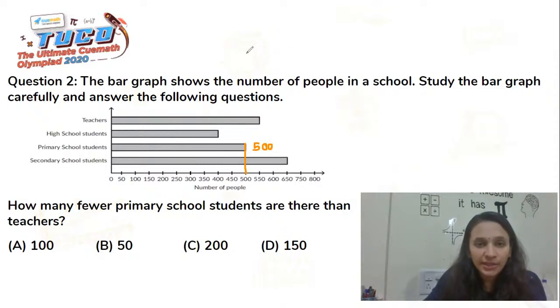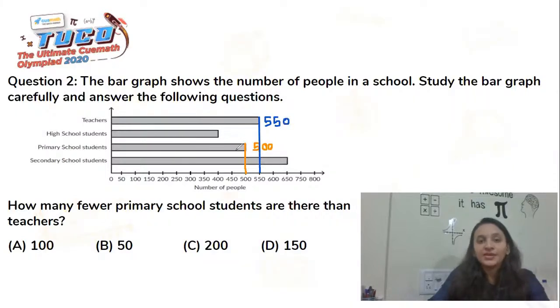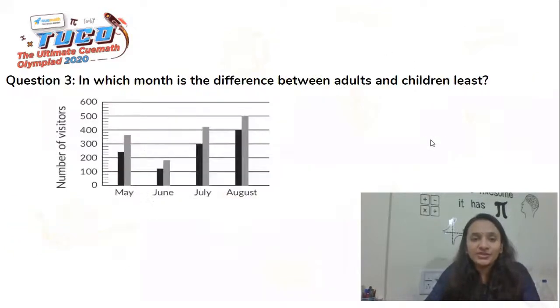I'll just take a straight line instead. Now you drop a straight line like this, and it touches 550. So 550 is the number of teachers that we have in the school. So the difference between 500 and 550 is 50. So there are 50 fewer primary school students than the number of teachers that are there in the school. So the answer to this question becomes option B. So let's go on to our next question.